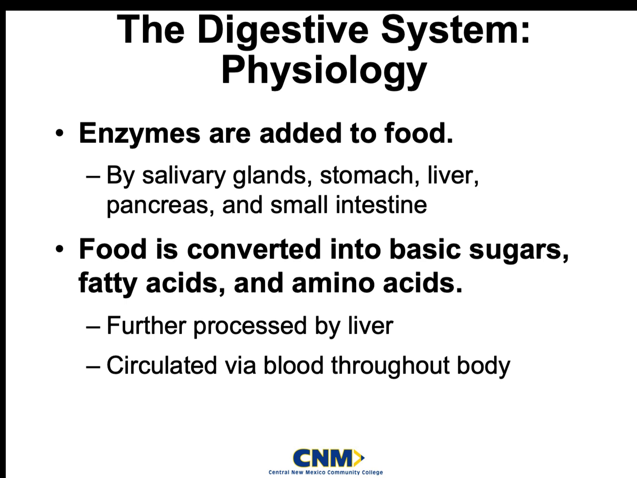And then your small intestine is there to actually soak up all the nutrients and spread them throughout the body. All your food is converted into a couple of different things. It converts into basic sugars, fatty acids, and amino acids. Okay, that's all the body cares about. This is further processed by the liver, and it's circulated throughout your blood.